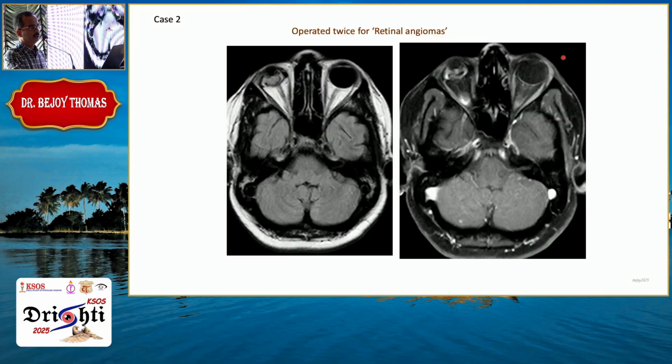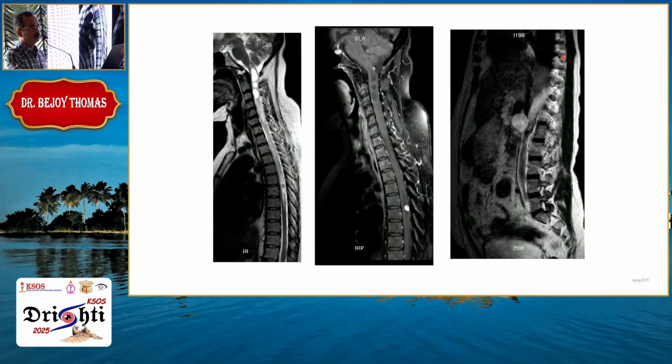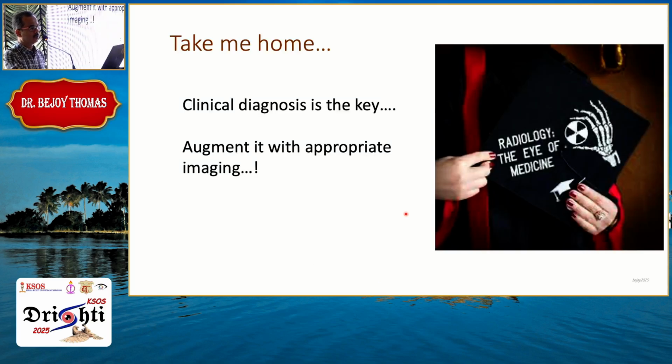And the second case, the operated retinal angioma: when we did the spine imaging, you could see multiple hemangiomas, and this is von Hippel-Lindau syndrome. You also have to screen the abdomen for pancreatic and liver cysts and renal cell carcinomas.